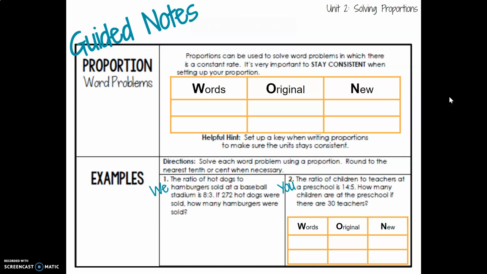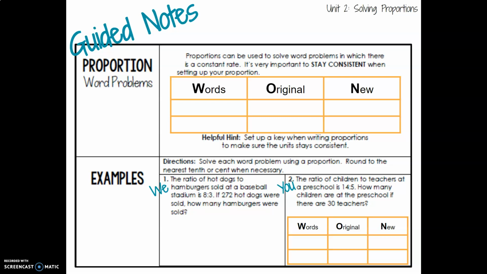Okay, welcome to the guided notes, part 2, where we're going to work with proportions and word problems. Proportions can be used to solve word problems in which there is a constant rate. It's very important to stay consistent when setting up your proportion. So we're going to use a WON chart, and that stands for words, original, and new.